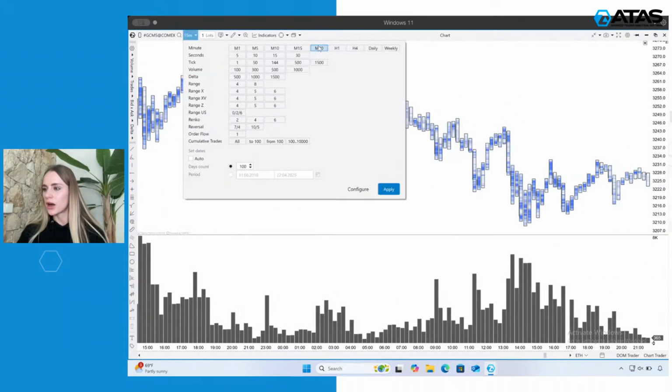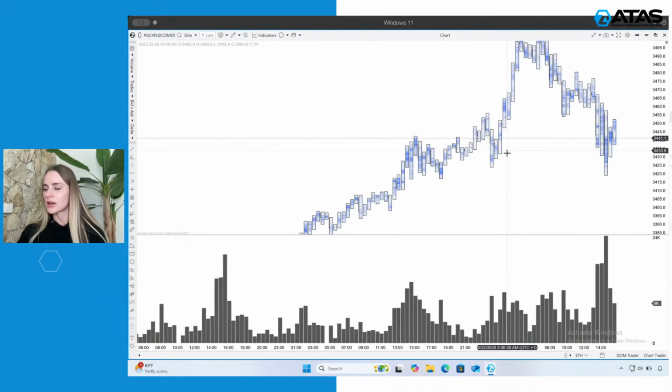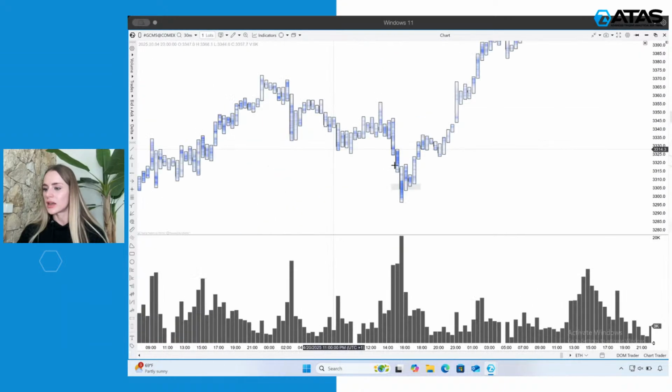Now I'm going to shift to the higher time frame, one time frame higher, basically 30-minute time frame, to show you another example of the trend reversal. And then I'm going to show you the trend continuation setup.